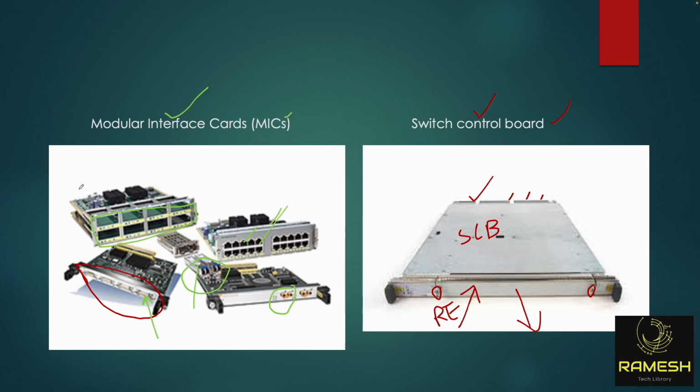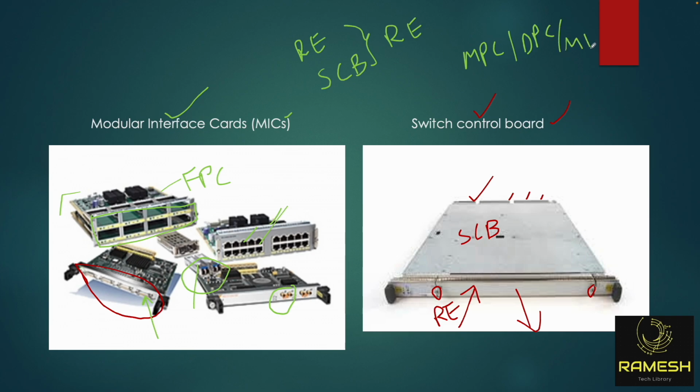These are the MICs. This is the entire FPC card. Within the FPC, you will have MICs. These are the hardware components we have discussed. Routing engine and SCB are RE components. And these MPC, DPC line cards and MICs all belong to PFE components, the packet forward engine.